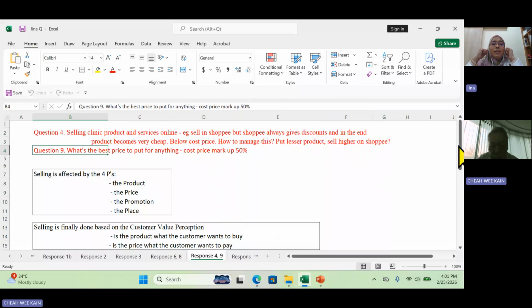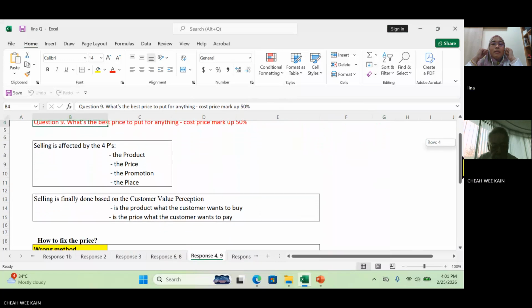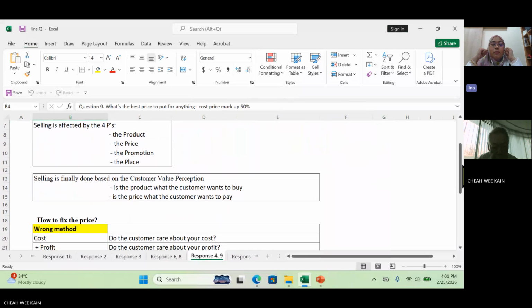I think you mentioned that from a buyer's point of view, they obviously always want the cheapest, but as a seller, we always have to find ways to reduce our cost, if I remember from the last class. No, slightly off. The selling is affected by the 4P: product, price, promotion and place.